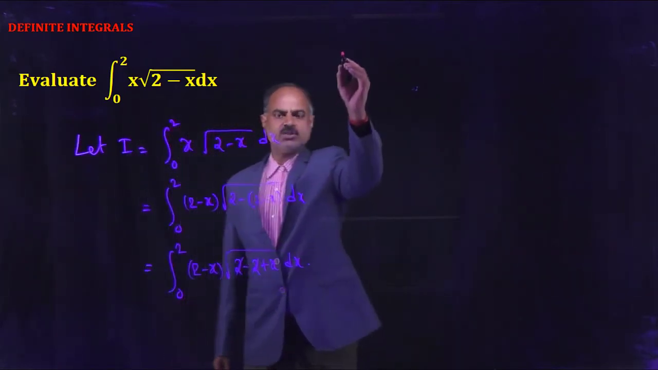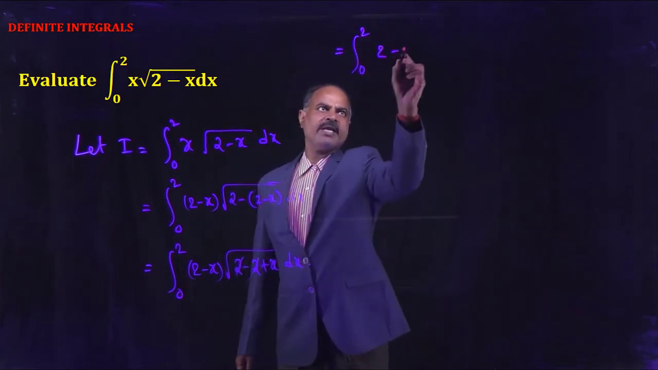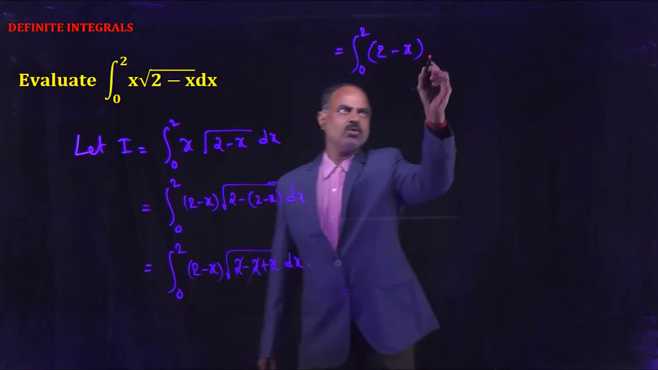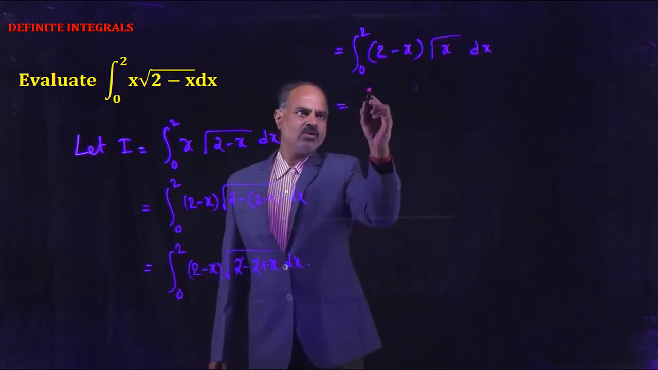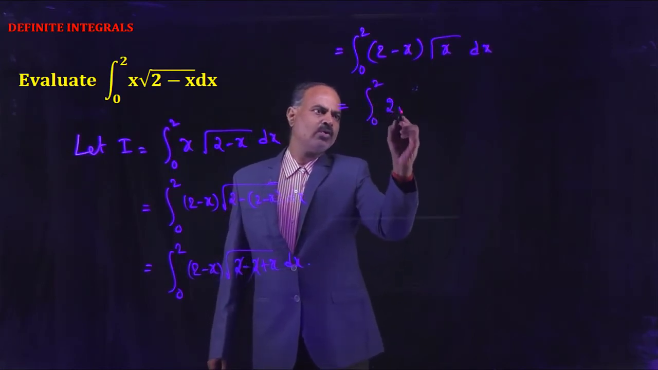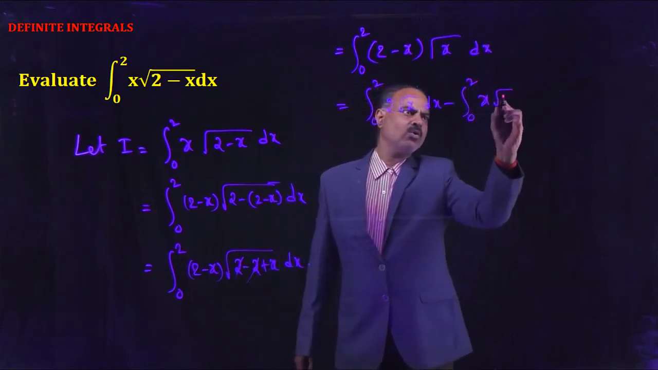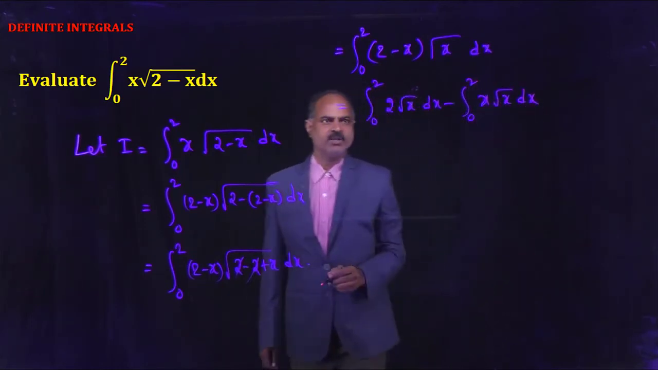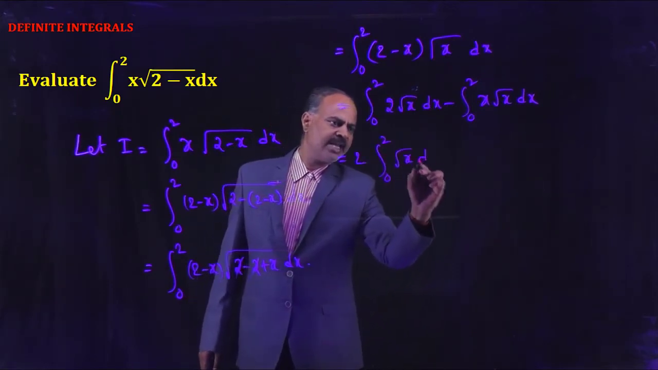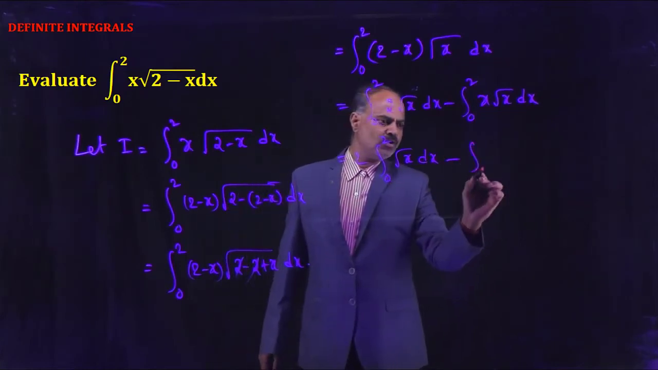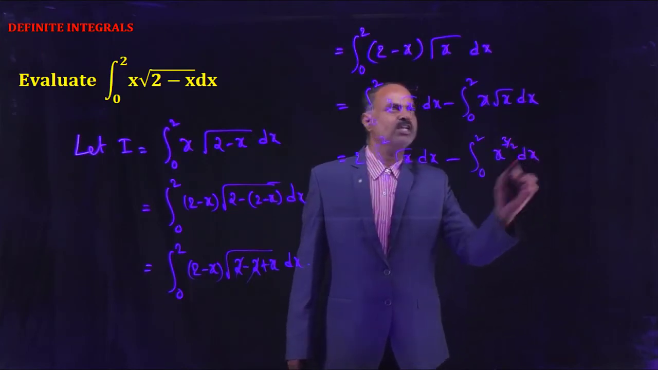Now this is equal to integral 0 to 2, (2 minus x) into root x dx. This is equal to integral 0 to 2 of 2 into root x dx minus integral 0 to 2 of x into root x dx. Now this is equal to 2 into integral 0 to 2 root x dx minus integral 0 to 2 x power 3 by 2 dx.